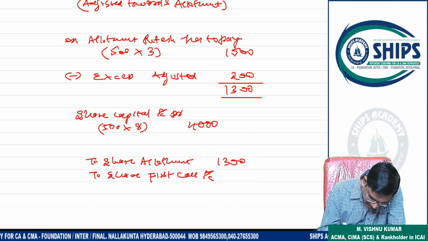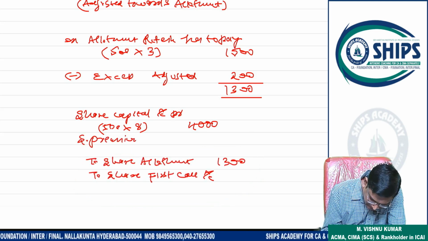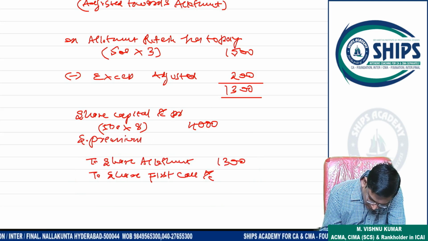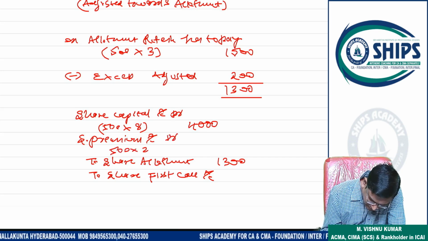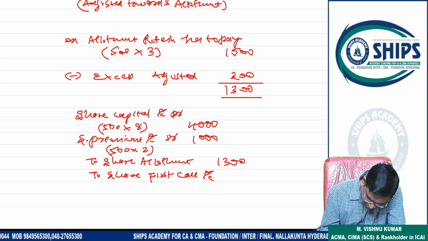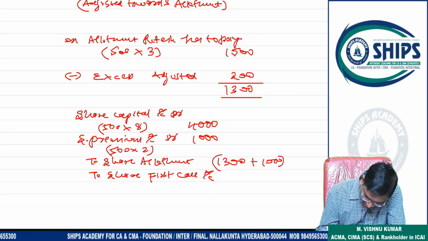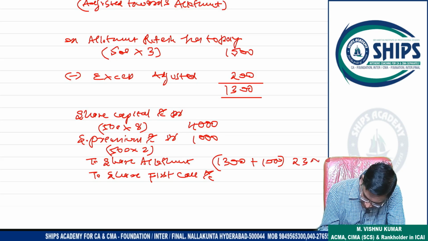Okay, premium was not collected? Yes sir. So securities premium account debit: 500 shares into 2, 1,000. So in share allotment we have to add this 1000 also. 1300 not paid plus 1000, premium also not paid. So total 2300 not paid.